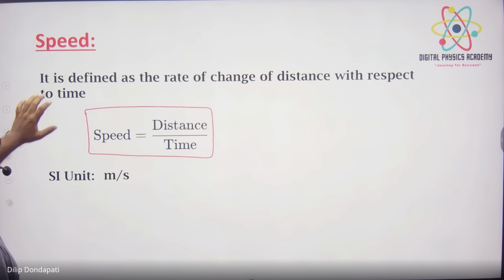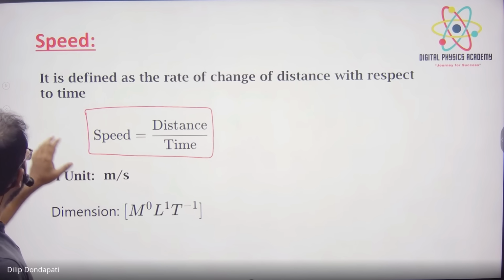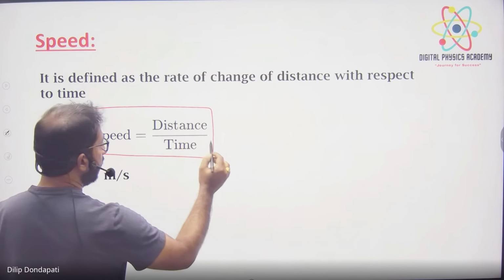Speed is a scalar quantity. There is no direction. The SI unit is meters per second. And the dimensions: length to the power of distance, L by T.